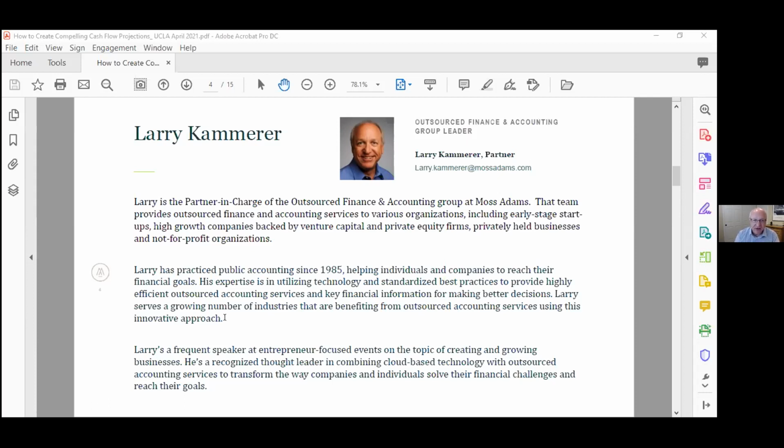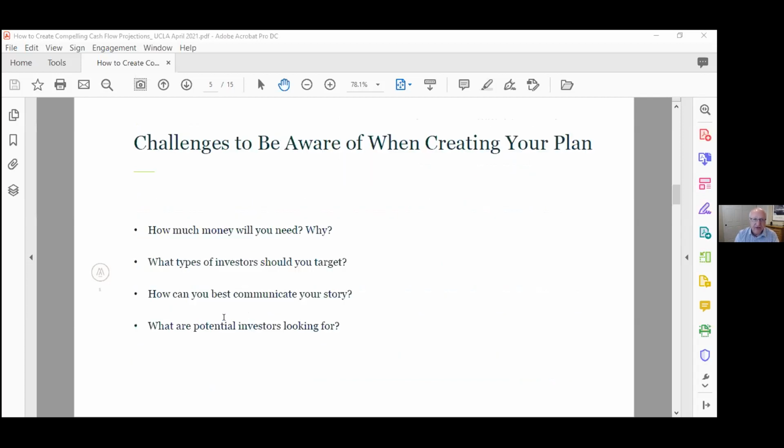So just a little caveat there before we get started: this is my opinion based on a lot of years of experience of helping entrepreneurs with their cash flow projections and going through their pitches. All right, so let's dig in.